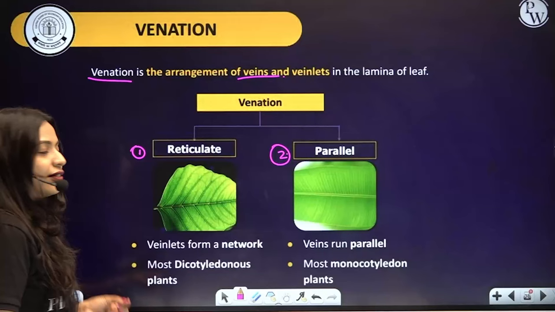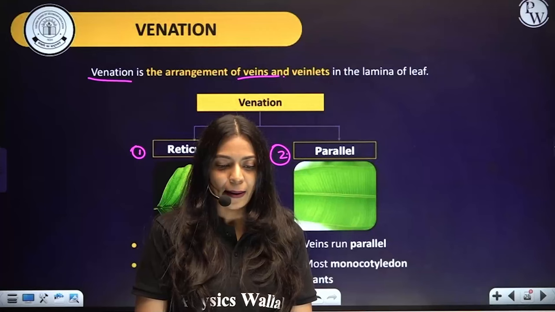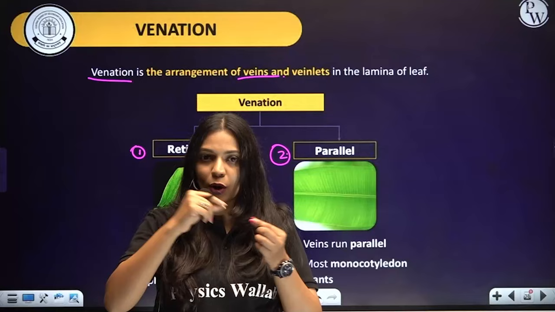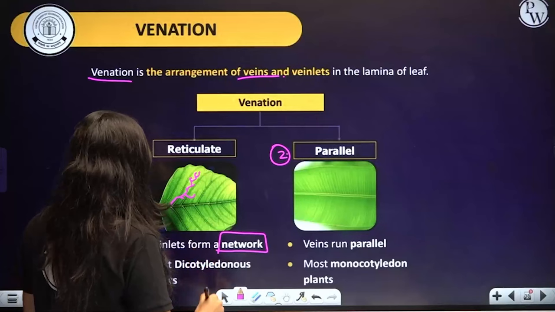Reticulate venation. In reticulate venation, the veins and veinlets form a network. You can see this in dicot plants like in mango leaves. You can see this in mint leaf. Okay, so you can see that there is a prominent midrib, there are some veins, and then the veinlets form like a network, right? So here you can see within these plants, the veins form a network, right? There it is called reticulate venation, and this kind of venation usually is found in dicotyledonous plants.